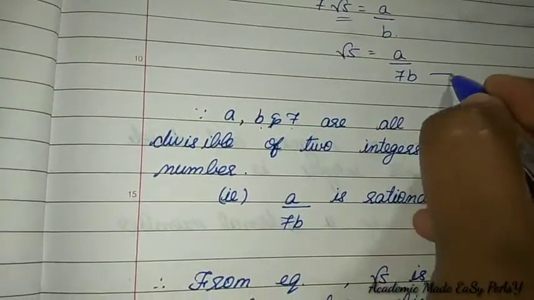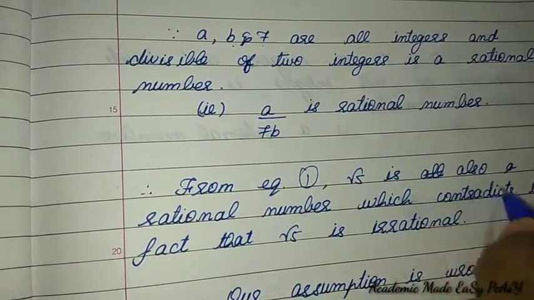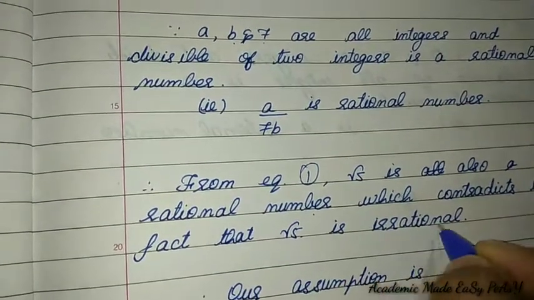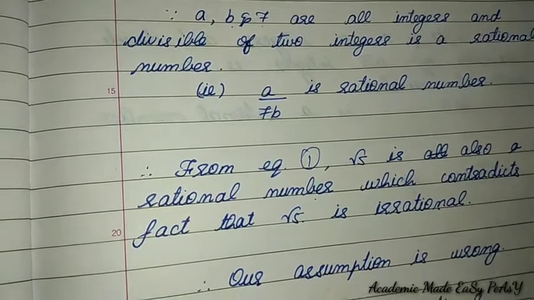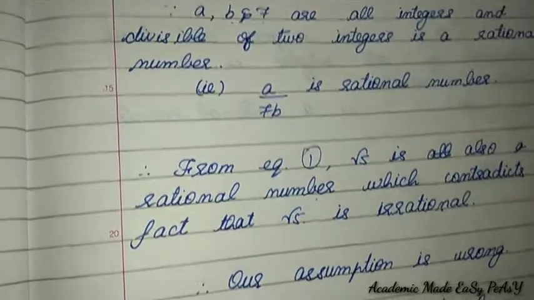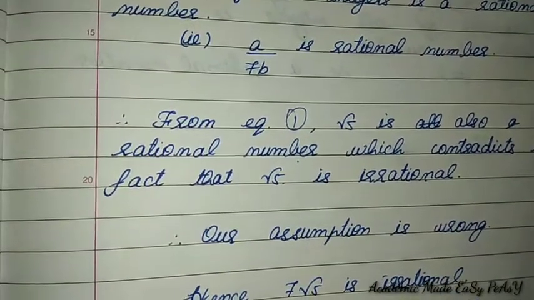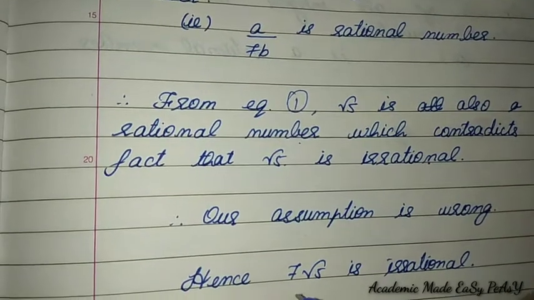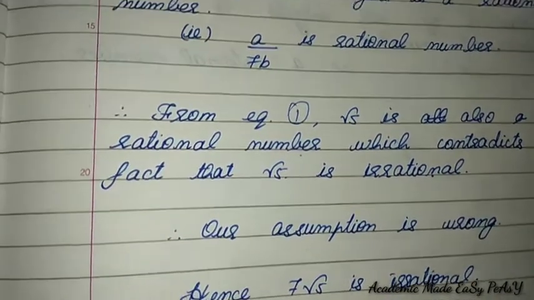Let this be equation 1. So from equation 1, root 5 is also a rational number, which contradicts the fact that root 5 is irrational. As I said for the previous sum, we already proved that root 5 is irrational. So how can we say now it is a rational number? Therefore our assumption is wrong. So since our assumption is wrong, I will say that 7 root 5 is also irrational.